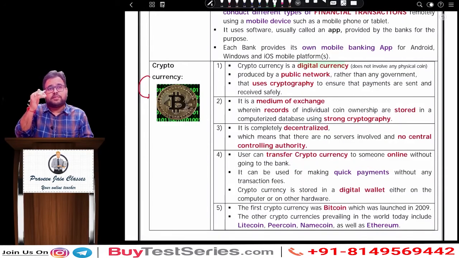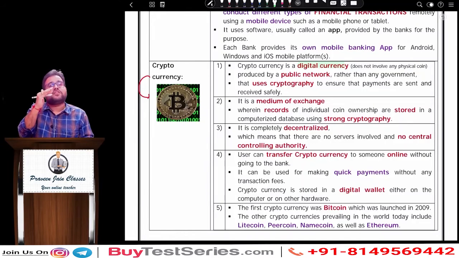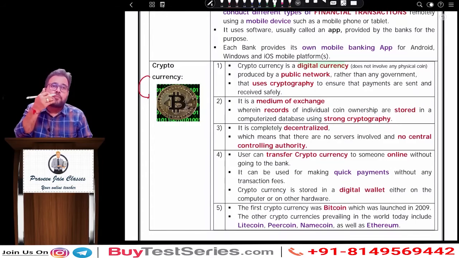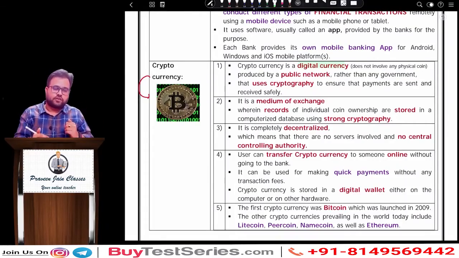The day when Bitcoins were introduced for the first time, they were used as a medium of exchange. But today people are using it not as a medium of exchange but as a mode of investment. Reason being very simple, sir. Bitcoin is more popular. Second, supply is limited. You cannot have as many Bitcoins as you want, sir.